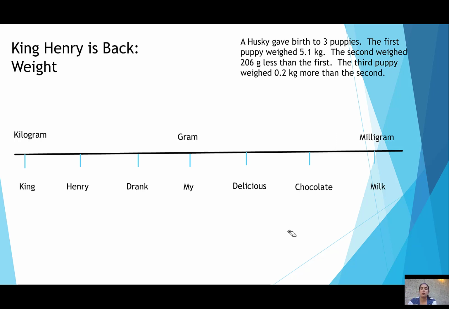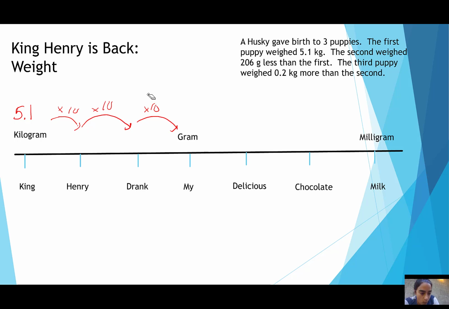So we got to convert this to grams. So let's start with puppy number 1. Puppy number 1 weighs 5.1 kilograms, and we want to take that to grams. So I'm looking. How many times smaller is it? There's 3 10s. It's 1,000 times smaller.